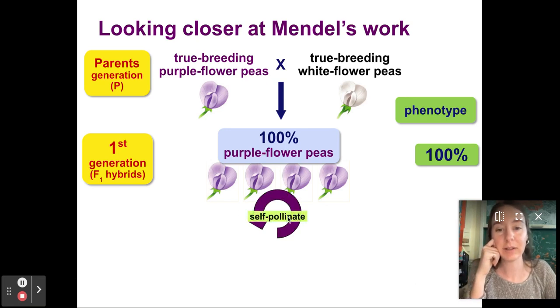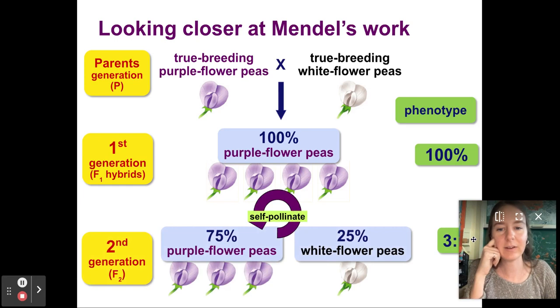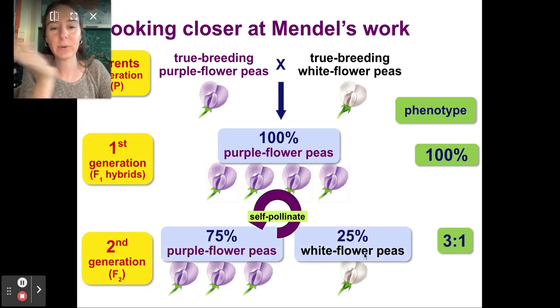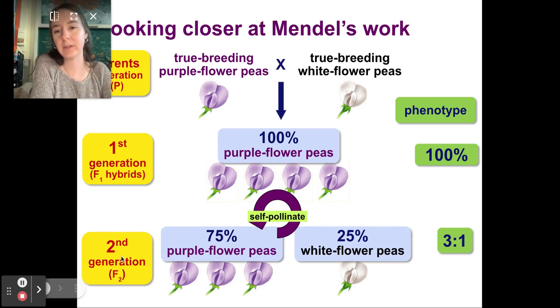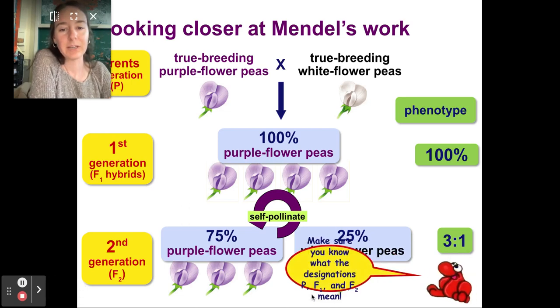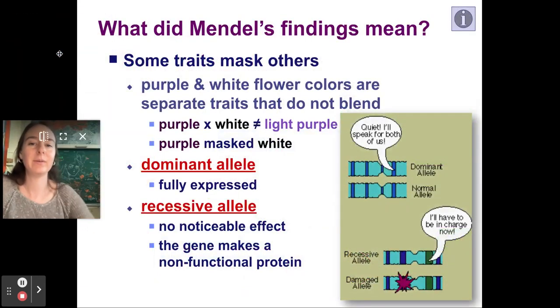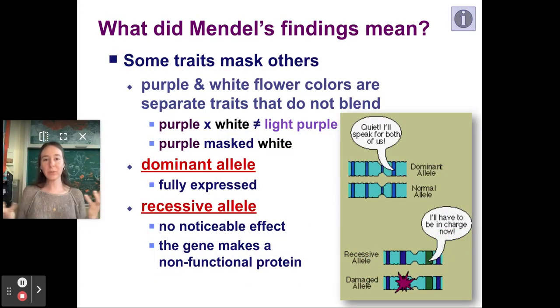He allowed some of them to self-pollinate, and he found 75% of them were purple flowers and 25% white. And then again, that's the ratio 3-1. So that F2, filial 2 generation, is 3-1. Now, make sure you understand what P, F1, and F2 mean, and that's one of your must-knows as well. So what did these findings mean?